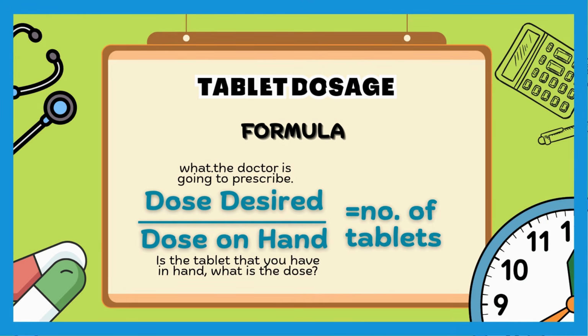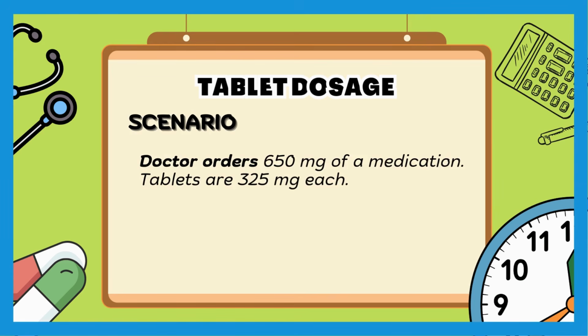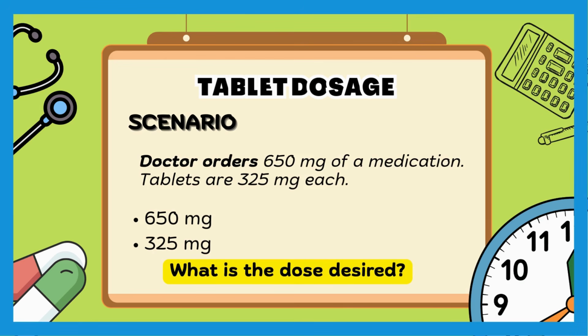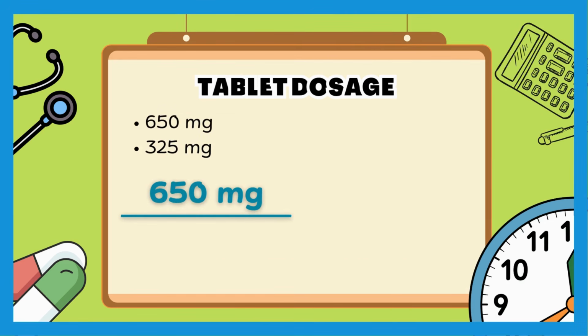What is the dose? So here is your scenario. The doctor orders 650 mg, that is milligram, of a medication, so medication X. Tablets are 325 milligrams each. What is the dose desired? That is what the doctor orders, 650. And what do you have on hand? What is on your tablet?